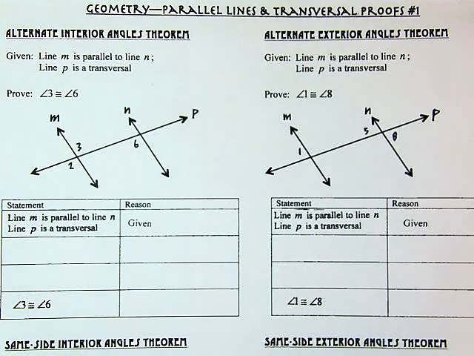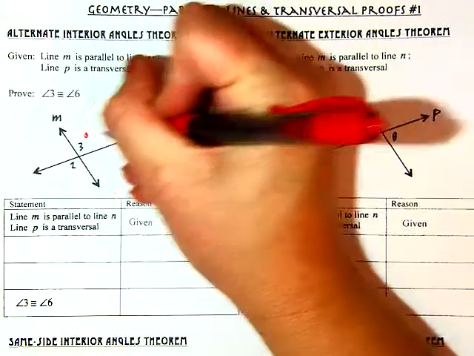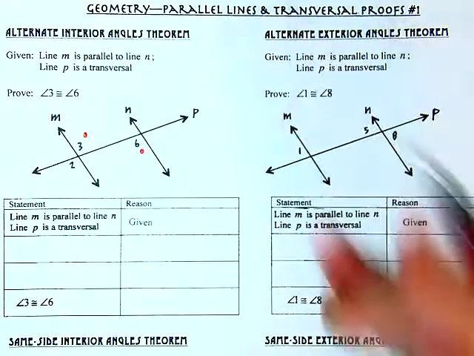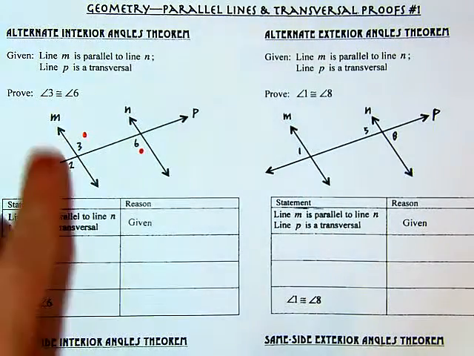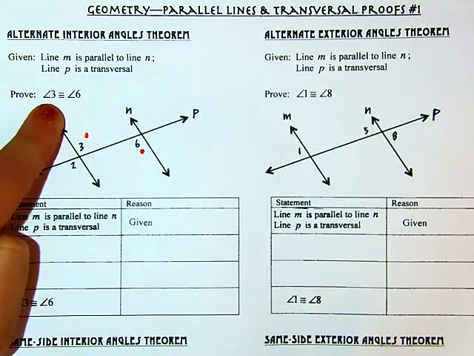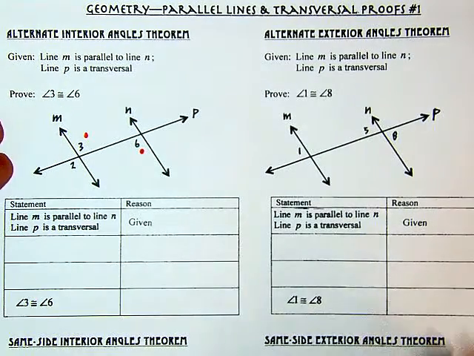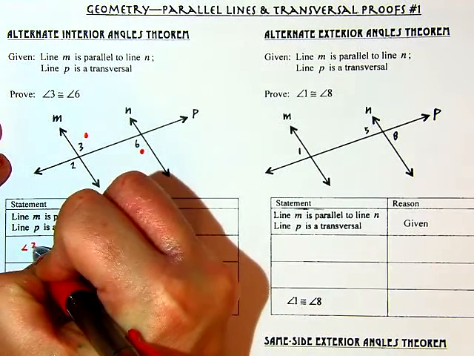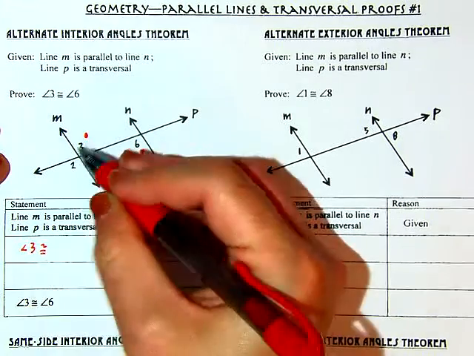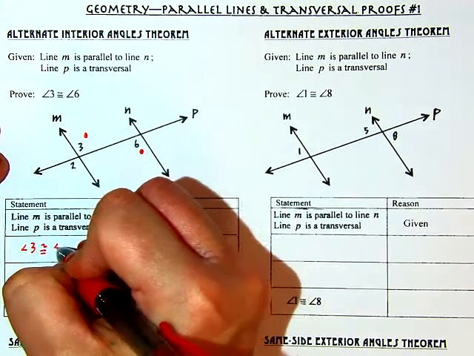So what I typically do is I look at where I'm trying to get to. What's my end game? I'm trying to connect 3 to 6. So the first place for me to look then is to look at angle 3. And I want to think, what can I connect angle 3 to? Well, angle 3 has to be congruent to angle 2.